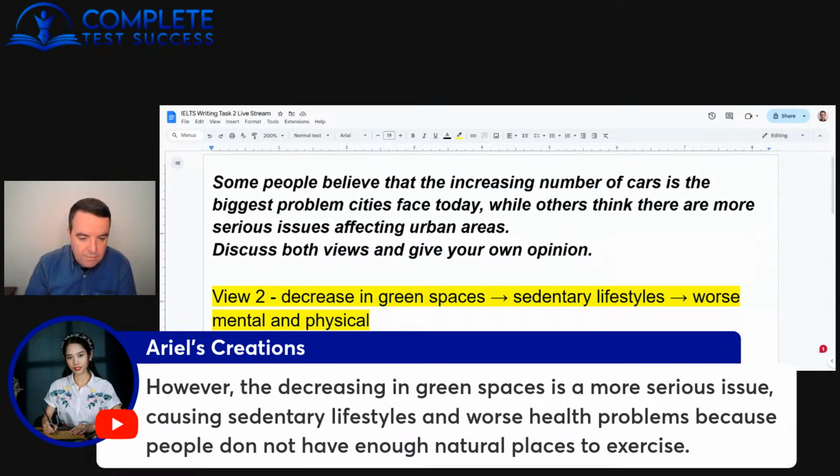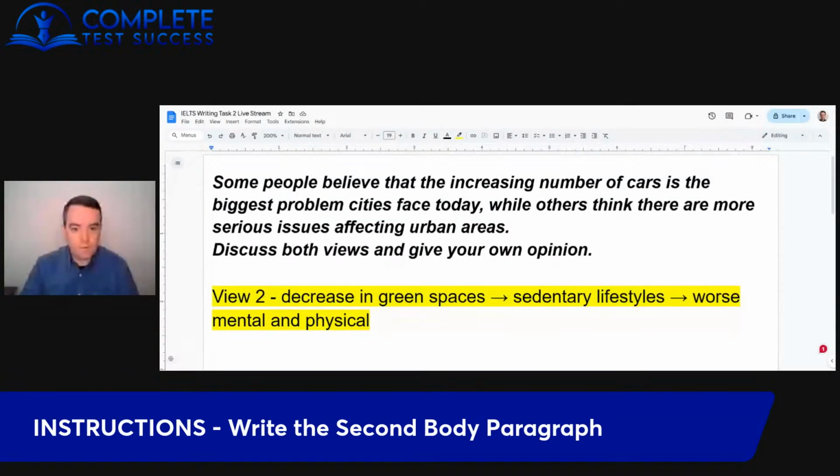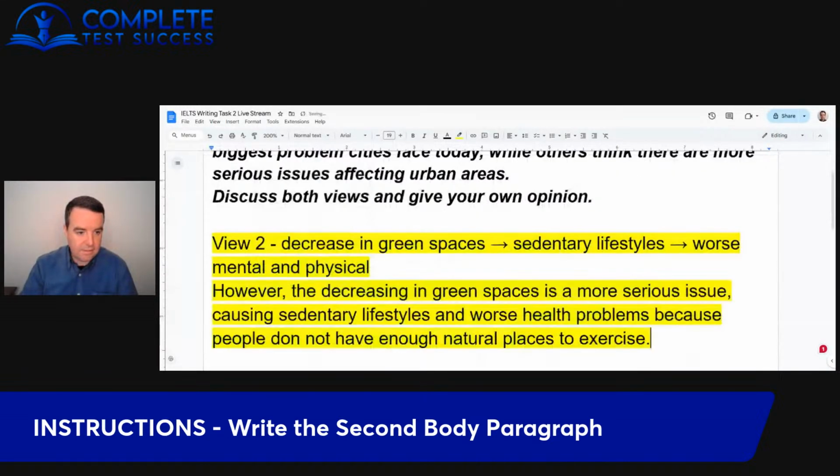However, the decreasing green spaces is a more serious issue, causing sedentary lifestyles and worse health problems because people don't have enough natural places to exercise. Okay, that's definitely a good place to start. I'm going to have to edit the language a little bit, but certainly what we're looking for is our main idea, and you've even moved on to the development, which doesn't have to be in the first sentence. It could be in the next one.